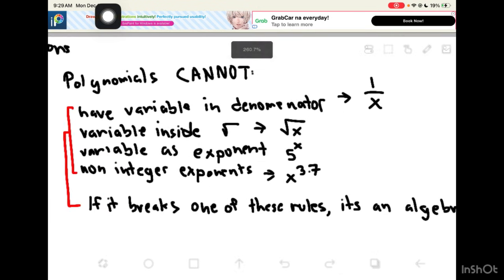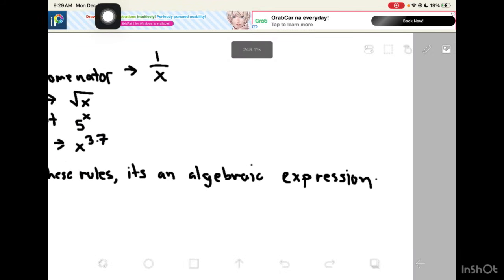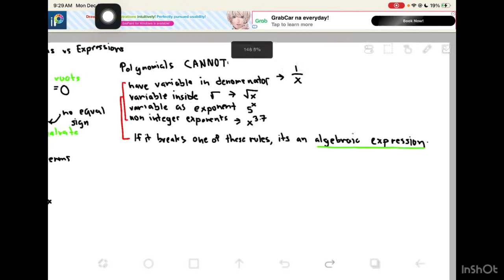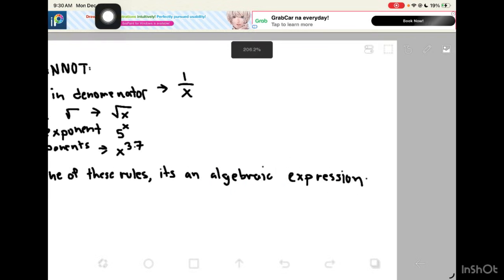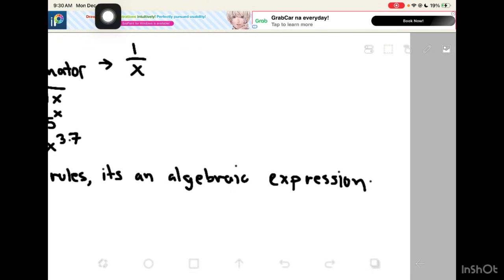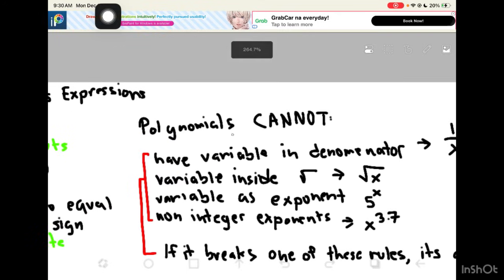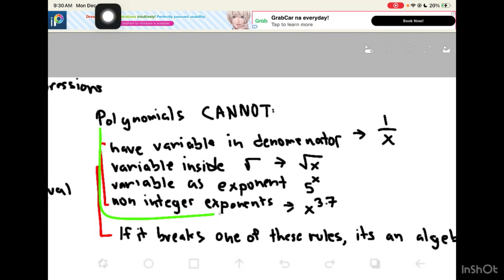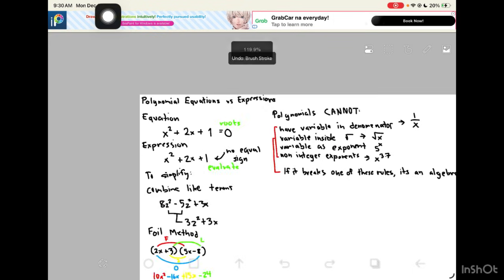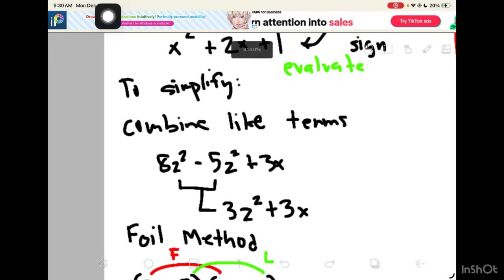Now, let's say you encounter an expression or equation that breaks one of these rules, then that's what you simply call an algebraic expression. It's not a polynomial. So to put things simply, an algebraic expression is just a wider term, and polynomials are part of those algebraic expressions under these restrictions. Okay, continuing.